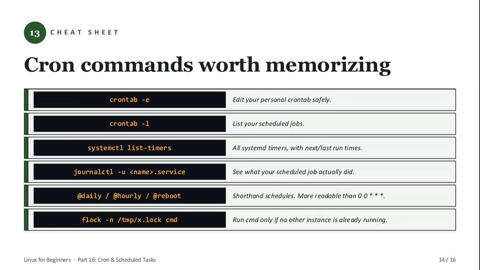So before we move on, here's the short list worth keeping in your back pocket. crontab -e to edit safely, crontab -l to see what you've got, systemctl list-timers when you're on the systemd side, and journalctl -u to find out what actually happened when a job ran. Lean on the daily and hourly shortcuts when the schedule is simple, they read like English, and reach for flock whenever overlap could hurt you. Memorize these 6, and you can handle 90% of scheduling work without ever opening a manual.